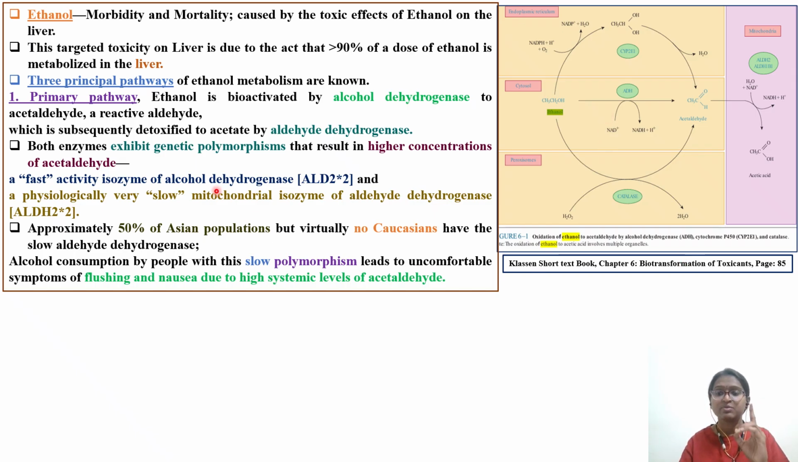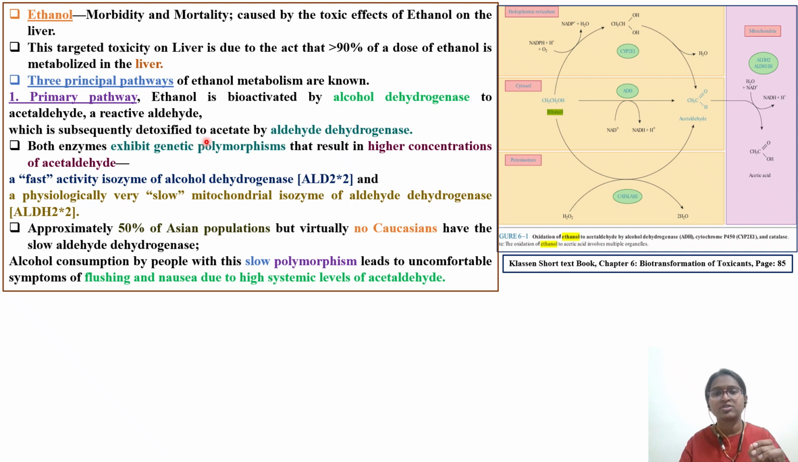The first pathway, that is the primary pathway, ethanol is bioactivated by the enzyme alcohol dehydrogenase. Any alcohol will get metabolized first by alcohol dehydrogenase, forming acetaldehyde. Here you can look at the structure. By the action of alcohol dehydrogenase, NAD+ is converted into NADH and H+, and acetaldehyde is formed. This entire thing takes place within the cytosol.